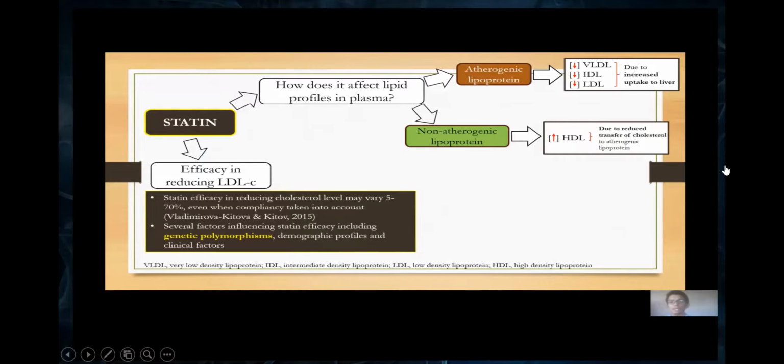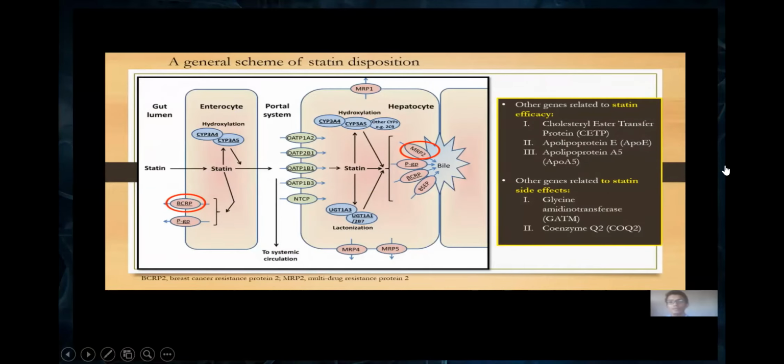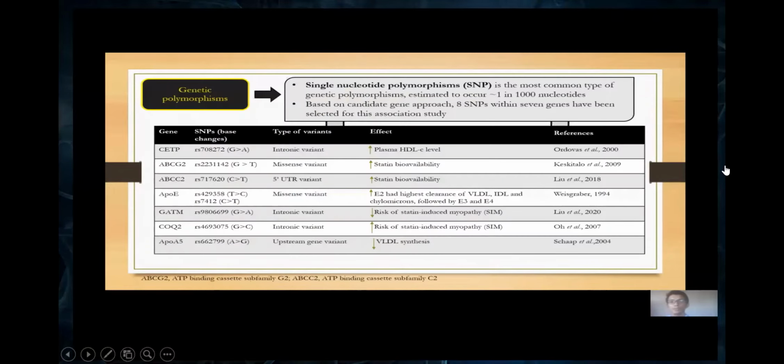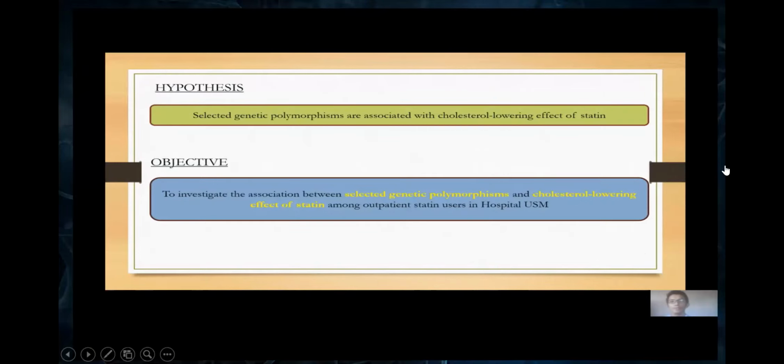This figure summarizes the genes involved in statin disposition as well as statin efficacy and statin side effects. Now, talking about genetic polymorphisms, single nucleotide polymorphism is the most common type of genetic polymorphism. Based on the candidate gene approach, 8 SNPs within 7 genes have been selected for this association study, which are listed in the table below. Therefore, we hypothesize that these selected genetic polymorphisms are associated with the cholesterol-lowering effect of statin, and our aim is to investigate the association between these selected genetic polymorphisms and the cholesterol-lowering effect of statin among outpatient statin users in hospital USM.